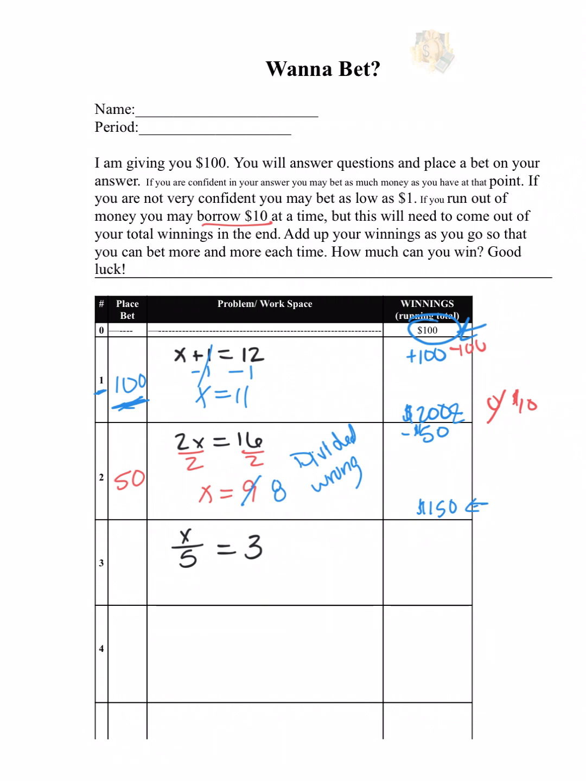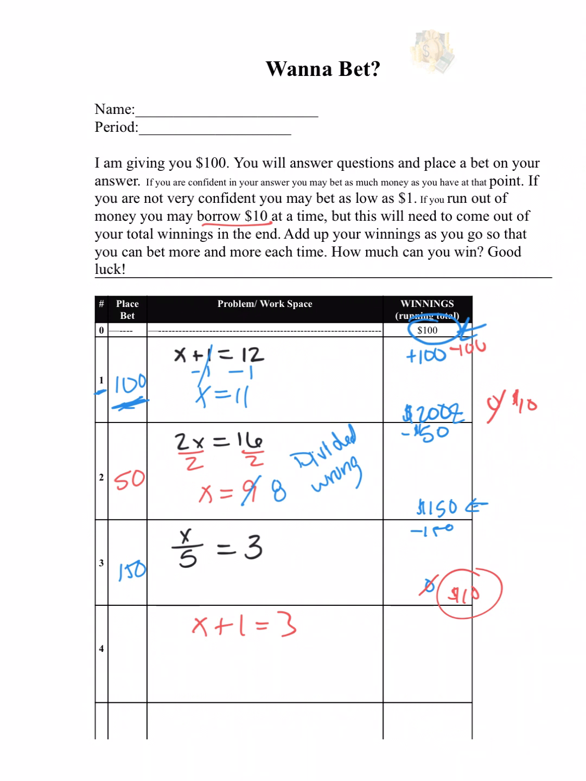Let's do an example of if I lost my money. So let's say I bet $150 and I got the answer wrong. I have to subtract, and I end up with 0. And then I'm going to borrow. So I'm back to 10. So now on the next problem, let's say the next problem is x plus 1 equals 3. I can bet up to $10 on this one, from 1 to $10, because now I only have $10.